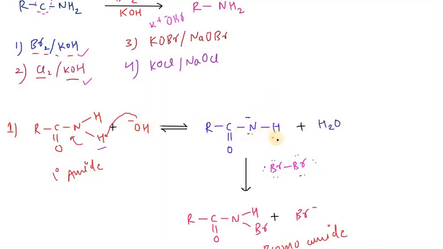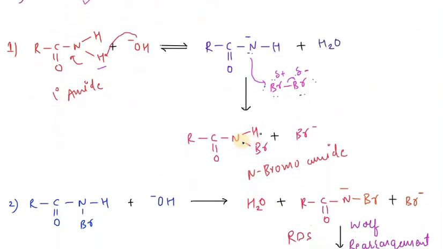Now, in the presence of the negative charge, bromine has a delta positive sign here and a delta negative sign here. The bromine gets a partial charge over here. So when the nitrogen attacks here, there is a removal of the Br- ion, and the nitrogen is going to form a bond with Br and hydrogen. That is known as the N-bromoamide.